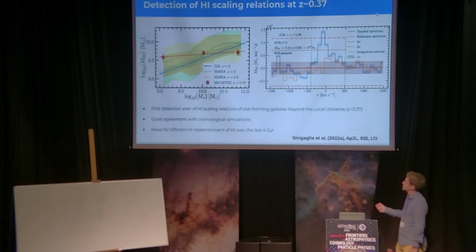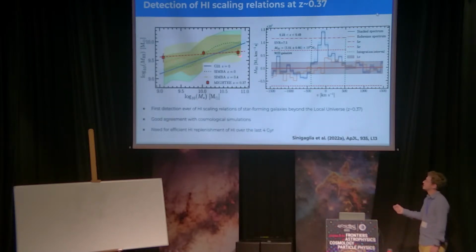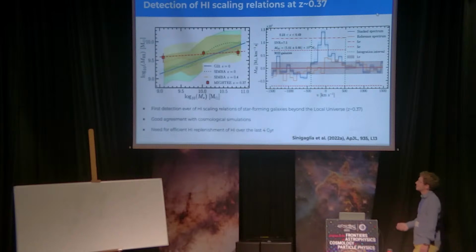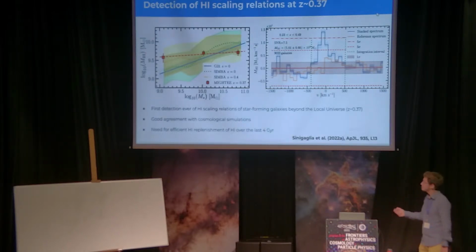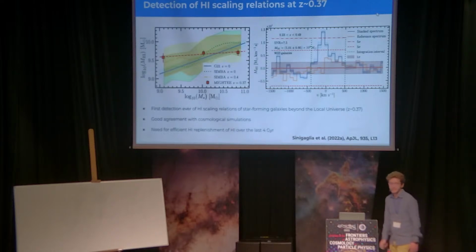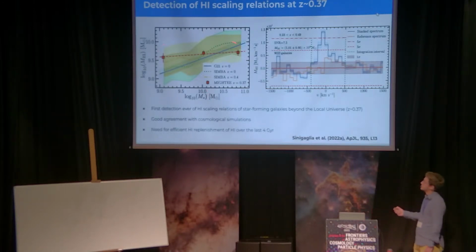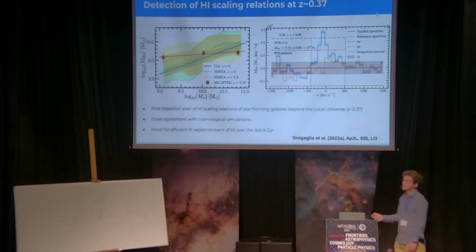Here our data points are the red squares. The dashed red line is the linear fit to our data in log scale, so it's actually a power law. We compare that to existing constraints in the local universe, which is this blue line. And we also overlapped the results from hydrodynamical simulations at redshift 0 as a green dotted line, and at redshift 0.4 as an orange dash-dotted line.